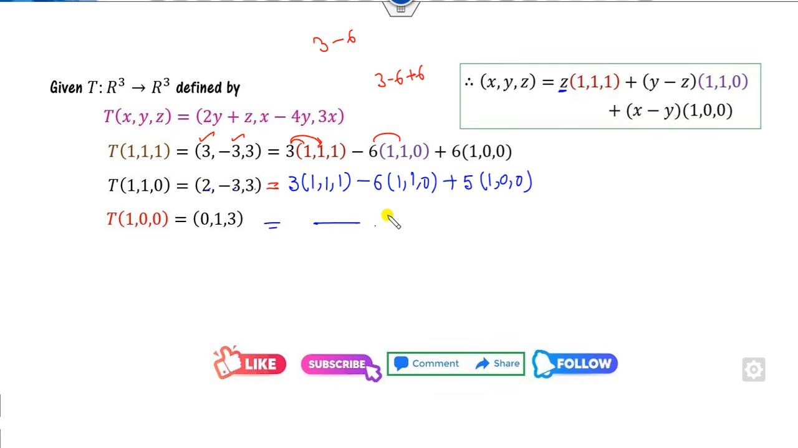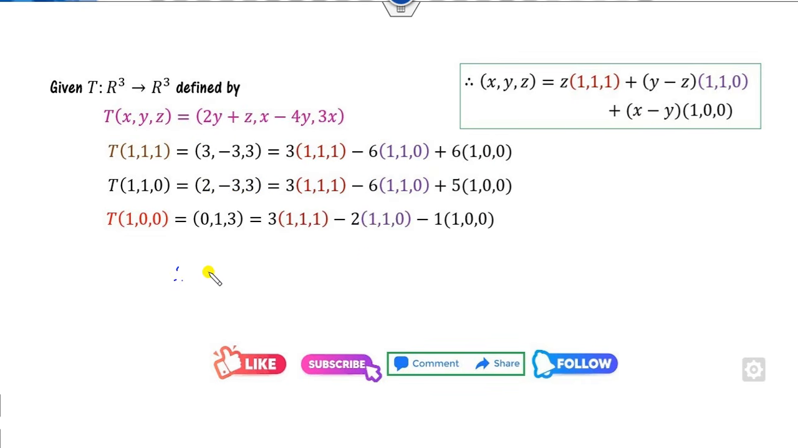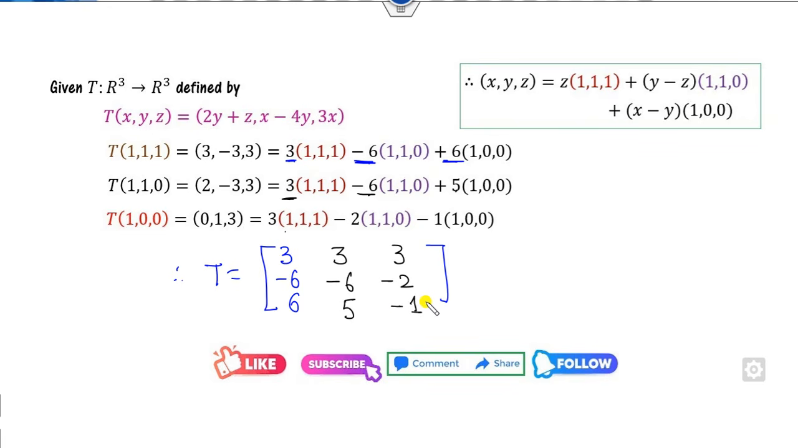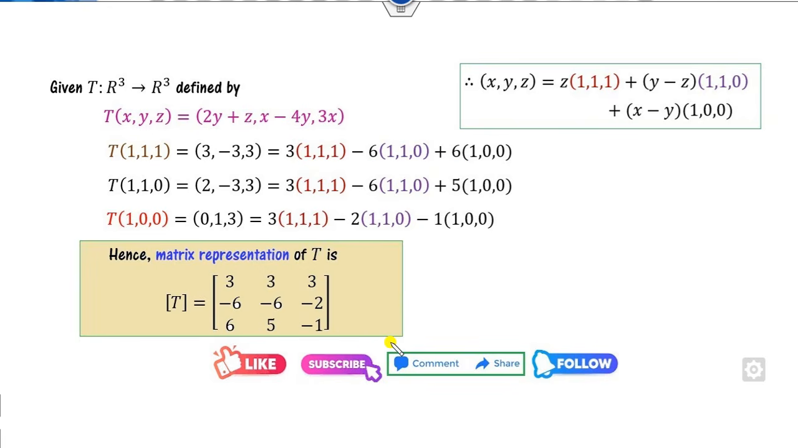Similarly you can write this third. So therefore your matrix representation is, written column wise, first value 3, second value minus 6, third value plus 6. Then for the second, 3 minus 6 plus 5. Finally, for the last column, minus 3, minus 2 and minus 1 is the right answer.